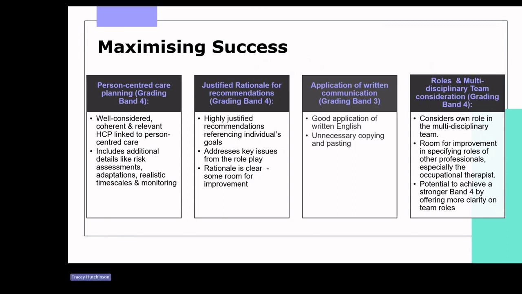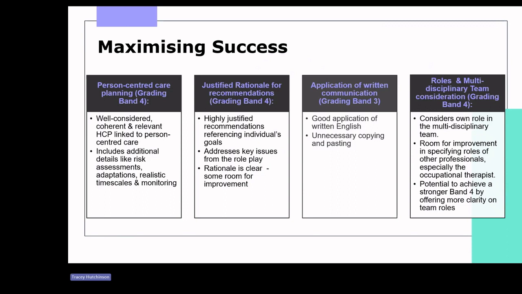In regards to justified rationale for recommendations, again, grading band 4 criteria was evidenced. Recommendations are highly justified and reference the individual's goals derived from the role play. The plan addresses key issues raised in the role play, and the rationale for recommendations is clear and references the individual's goals, albeit with some room for improvement.